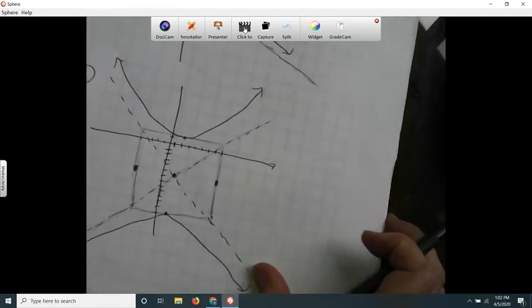So the graphs, at least you have a feeling for what these graphs are going to look like. In part 2, we're going to explore eccentricity and a few other things.